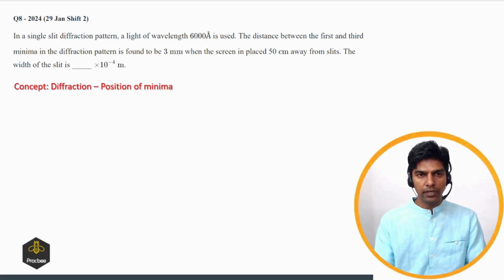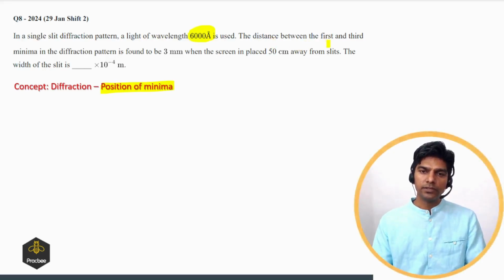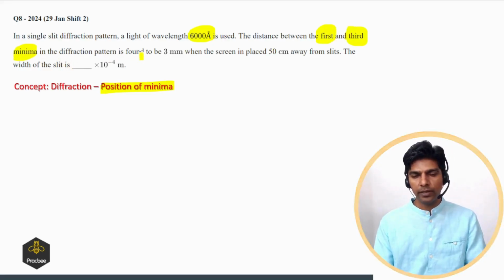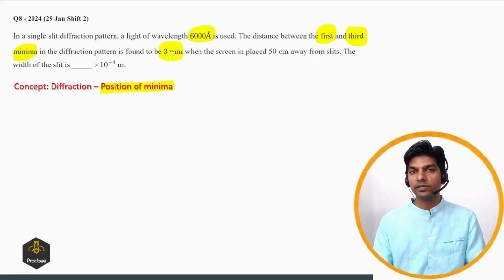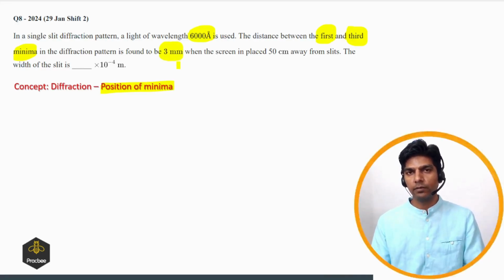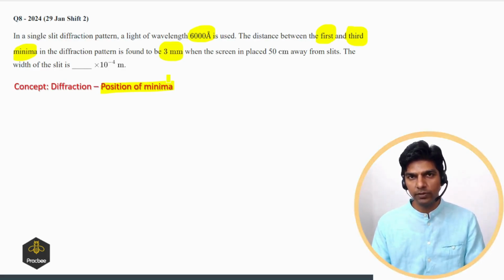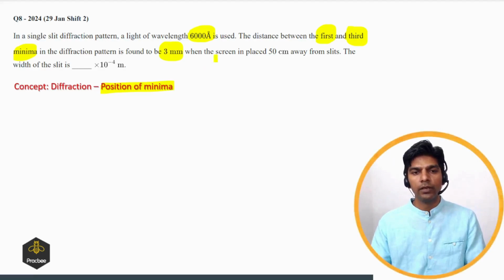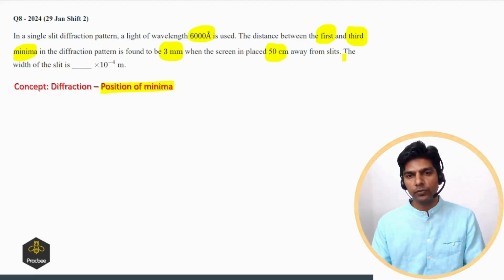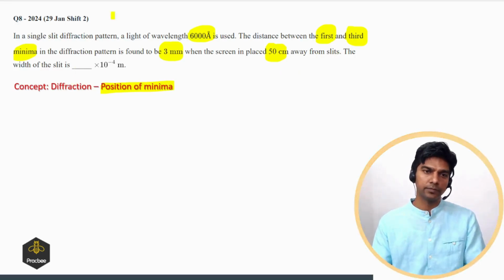Now the next problem type is based on the position of minima. So let us see the question. In a single slit diffraction pattern, a light of wavelength 6000 angstrom is used. The distance between the first and the third minima in the diffraction pattern is found to be 3 millimeter. Now this 3 millimeter is very small, so we can say the position of the minimas will also be very small. So we can use the approximation sine theta as simply theta equals lambda by a. When the screen is 50 centimeter away from the slit, the width of the slit is.